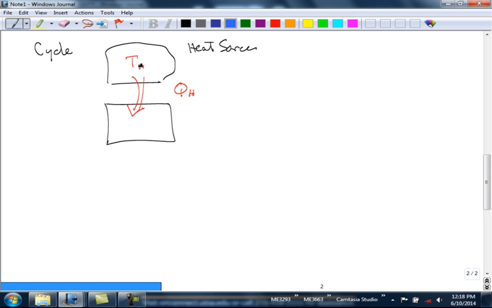So let me give some units on this. What would be a good temperature? It'd be something like Kelvin, right? Temperature in Kelvin, 1,000 Kelvin, 800 Kelvin. And then what would be good units for Q sub H? Heat transfer into a system, maybe kilojoule. What happens if somebody says it's Q dot H? What would be the units implied by that notation? Kilojoule per second, which is a kilowatt. Okay? So this is going into a system.